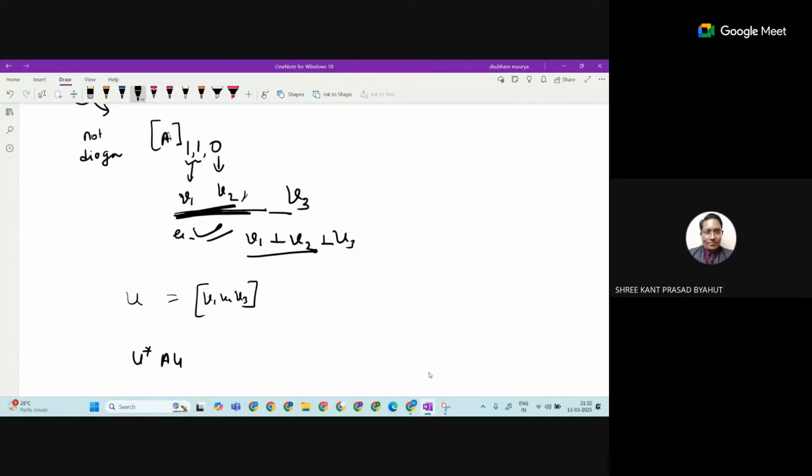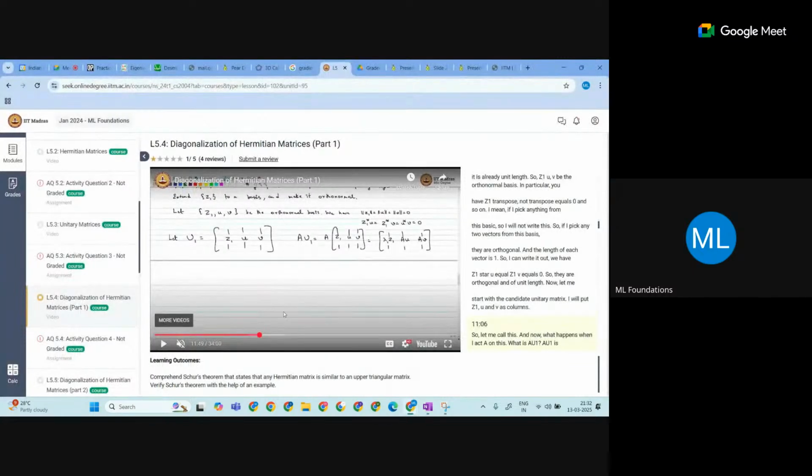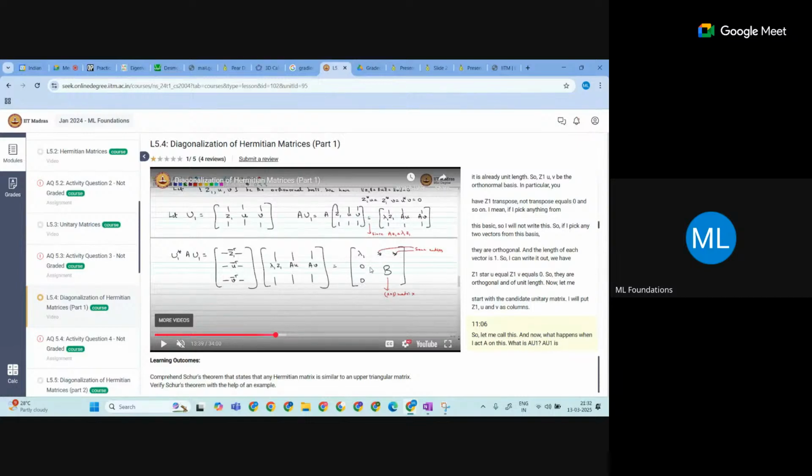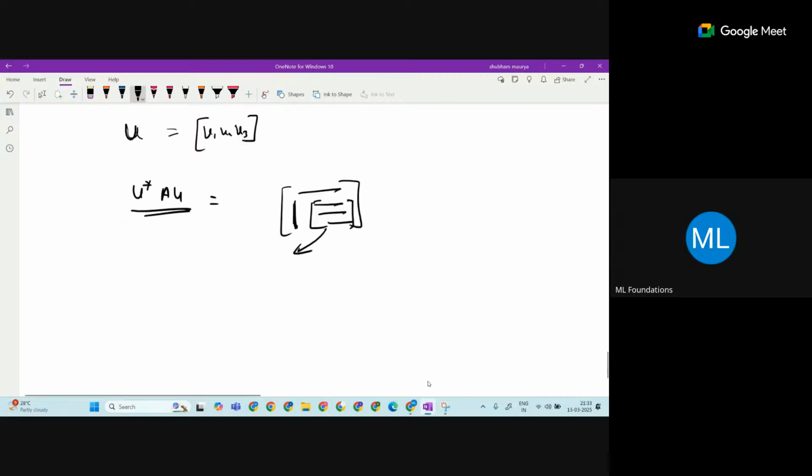So in this way you will form U, and if you compute U star A U, you will get a matrix of this kind. It could itself be upper triangular. If you are not getting upper triangular, then this column becomes 0, and maybe this part is non-zero. Then just block this matrix, and let's say this matrix is B.